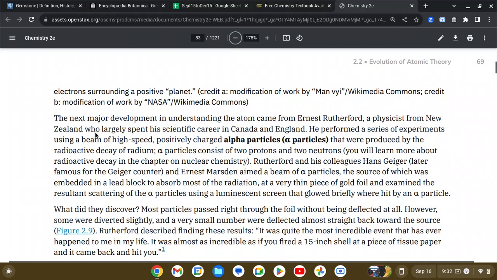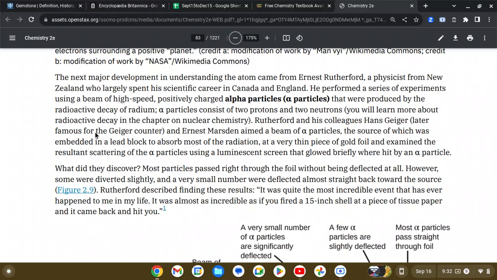The next major development in understanding the atom came from Ernest Rutherford, a physicist from New Zealand who largely spent his scientific career in Canada and England. He performed a series of experiments using a beam of high-speed, positively charged alpha particles that were produced by the radioactive decay of radium. Alpha particles consist of two protons and two neutrons.